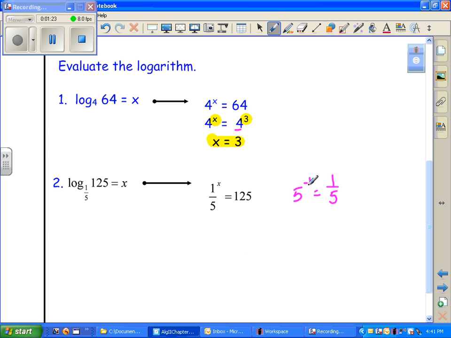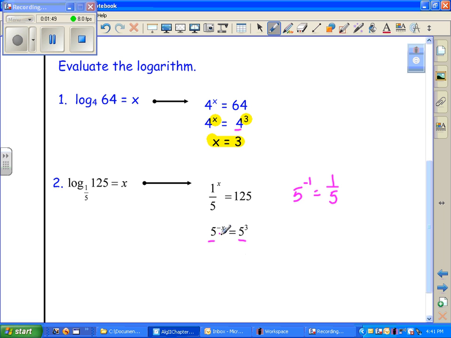So if I want to say 5 to the negative 1 to the x, that's the same as having 5 to the negative x power. So if you move the 5 up, you just change the sign on your exponent. And 125 is actually 5 to the third power. We are looking for the bases to be the same. So right now the bases are 5s, so they are matching.